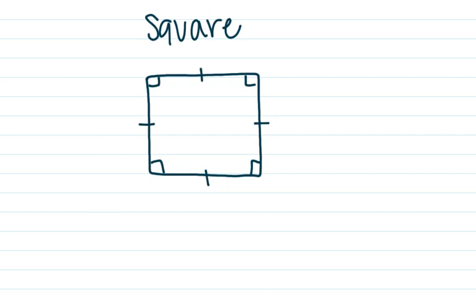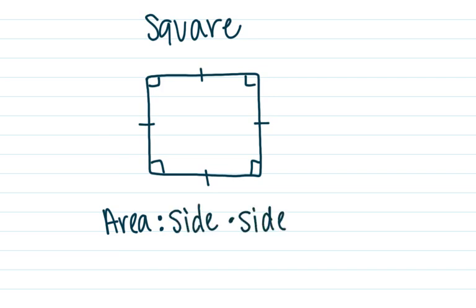So what that means is that when we go to find the area of a square, we can do base times height, but the base and the height are going to be the same. So when we find the area of the square, they usually just say side times side. And the other way you can write that abbreviated is area equals side to the second power.